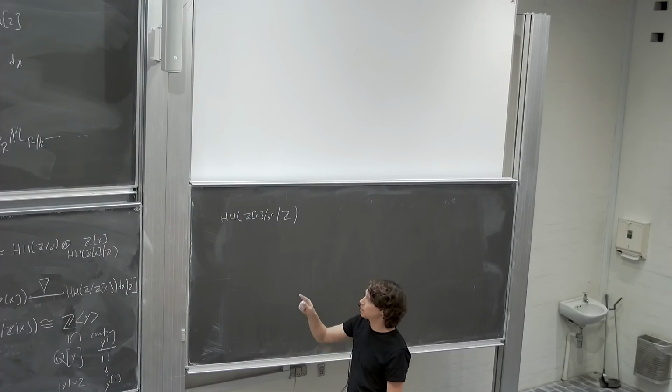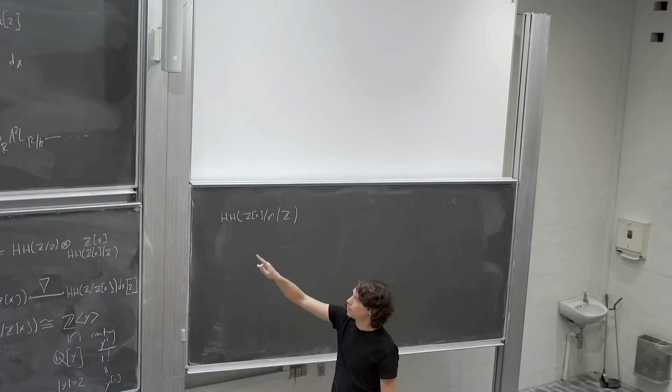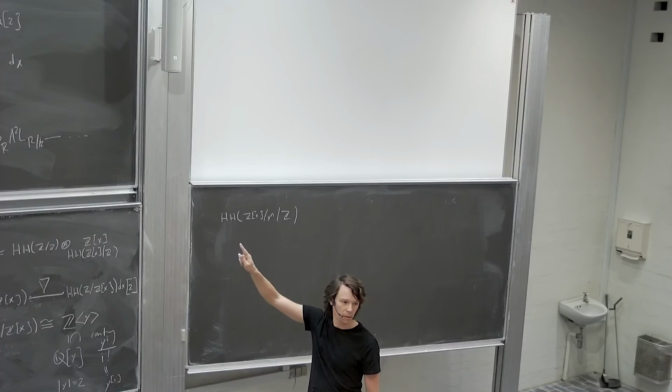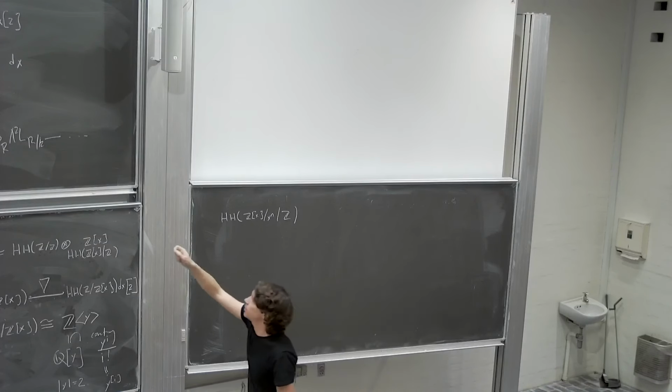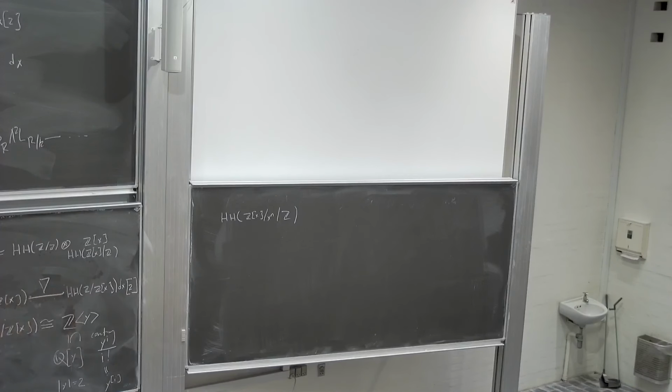Yeah, it's an isomorphism except for the identity term. Y0 goes to 0, and that picks up exactly that there's a single copy of Z in degree 0. Y to the 0 is the generator of that.